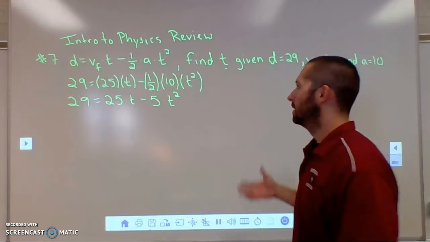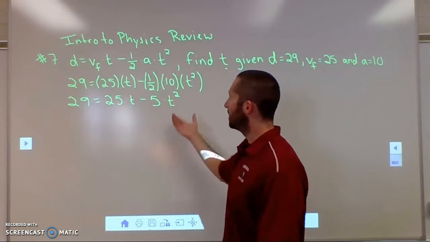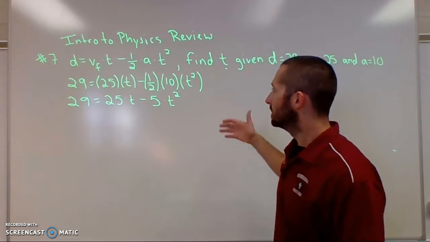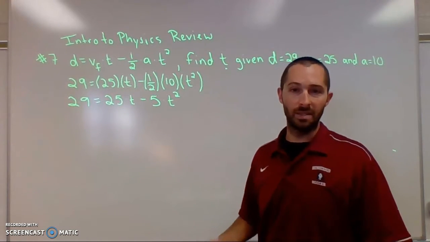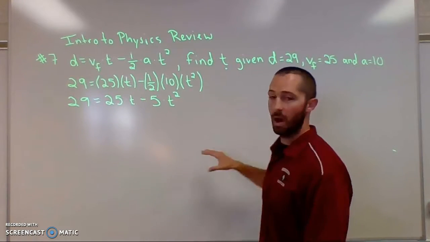Probably a lot of you are looking at the problem and saying, what do I do here? You might have tried to move the 25t over and maybe divide by t to eliminate one. That's not going to work for us because there could be an instance where t is 0, and we can't divide by 0 in mathematics.